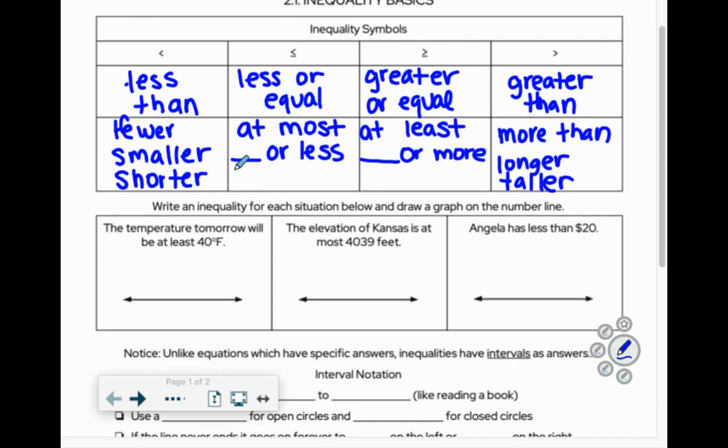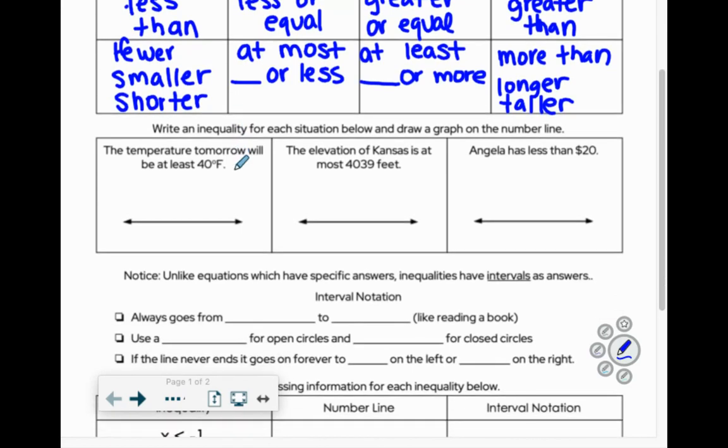And what we're going to do is graph them on a number line. So for this first one, let's say the temperature tomorrow will be at least 40 degrees Fahrenheit. Where did we put at least on our table? Which symbol? Yes. Greater than or equal to. Because at least means it's going to be warmer. Higher than 40 degrees or 40 degrees. Okay, and we put the little bar underneath because 40 degrees is okay too.